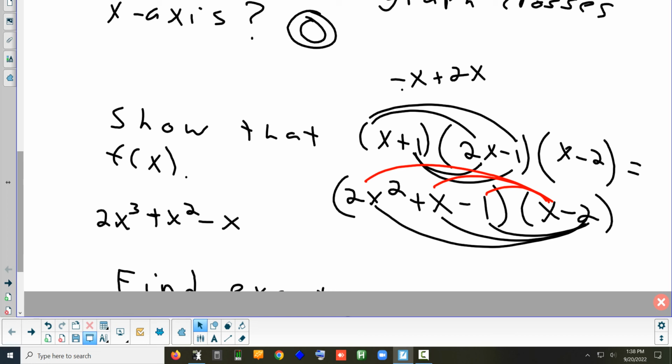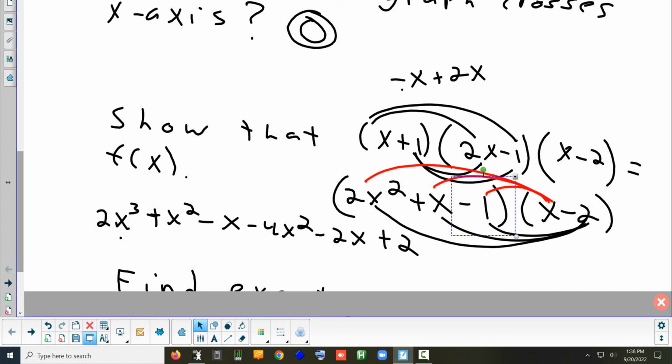Now do it with the negative 2. Fiorella, what's negative 2 times 2x squared? Negative 4x squared. Okay, so we got that one. Negative 2 times x is negative 2x. And the last one, what's negative 2 times negative 1? Positive 2.